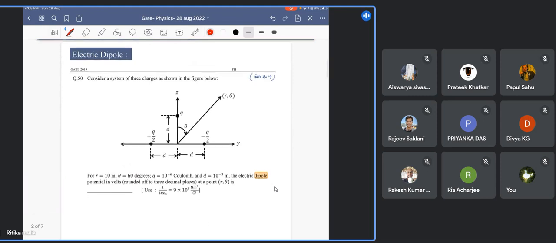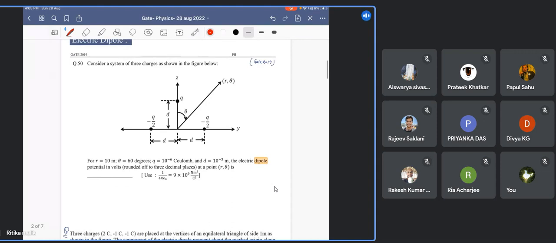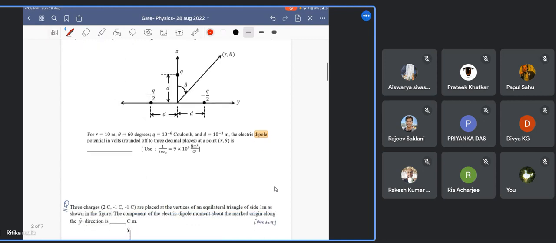But last time someone told me that we should first let you know what question we are going to discuss. This question was coming in GATE 2019, and it is based on the concept of electric dipole, where the charge combination is such that it forms an electric dipole, and we have to find the electric field due to this dipole.